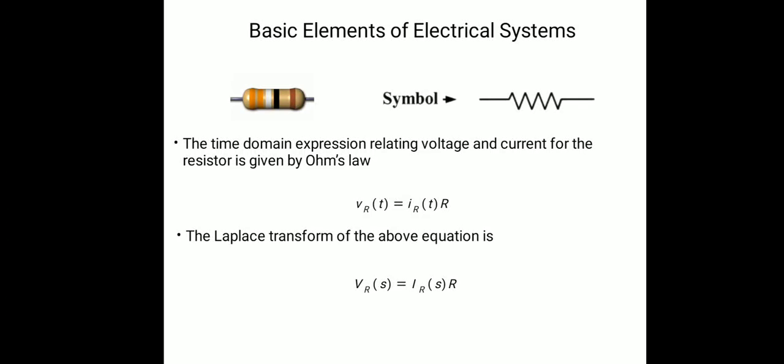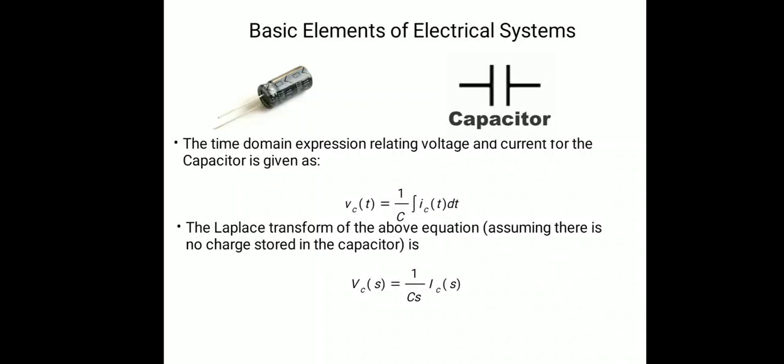Then in the control system, specifically we require the Laplace transform, because the ratio of the Laplace of output to the Laplace of input is nothing but the transfer function of the control system. So here the Laplace of the voltage, VR of S, is converted from time domain into S domain. Current is again converted from time domain to S domain, and the resistance is a constant term.